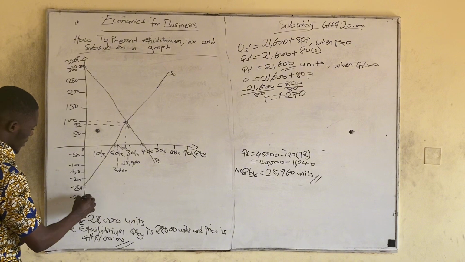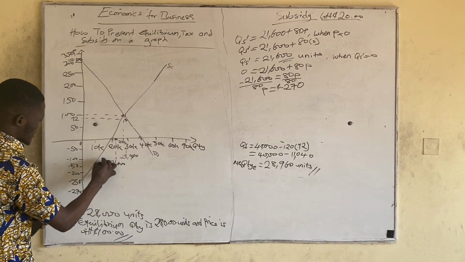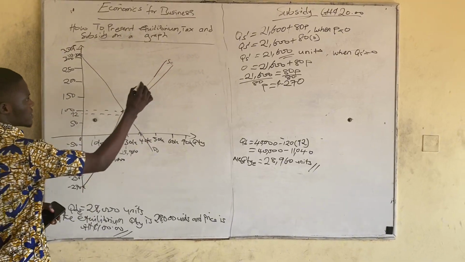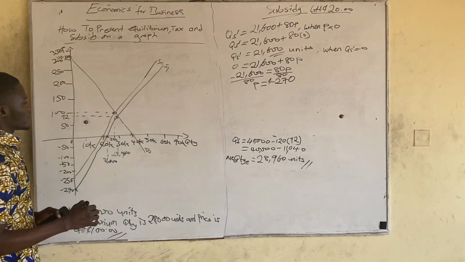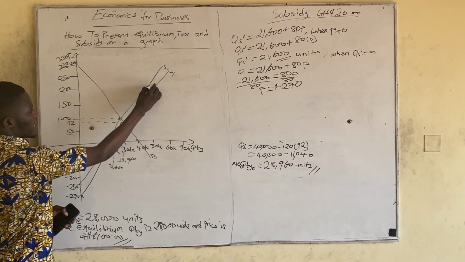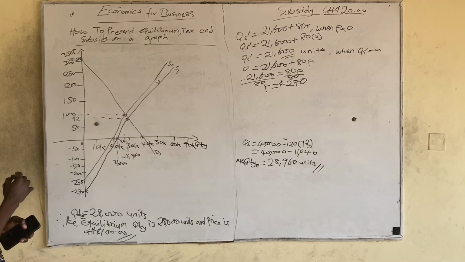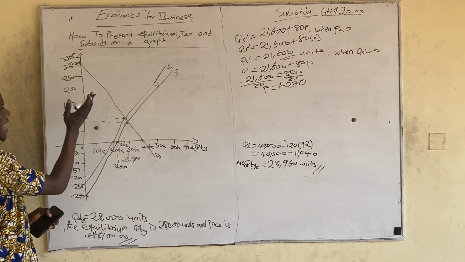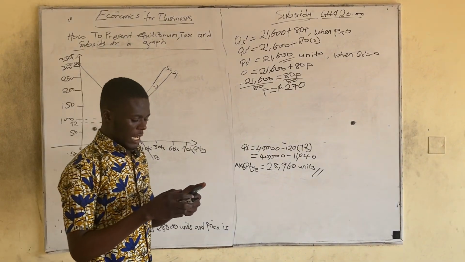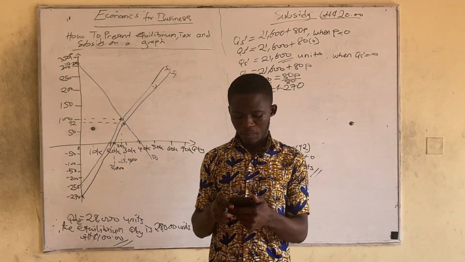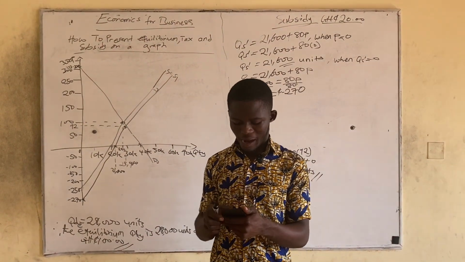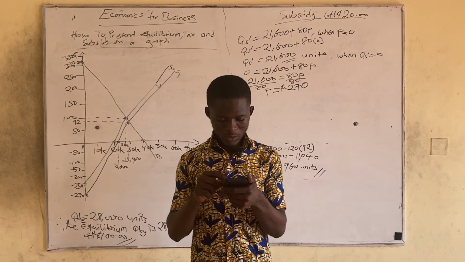Now let me draw my new supply curve function, which will be this. Okay, so this is S1. So here it means that there is an increase in supply, because the supply curve has shifted rightwards. Okay, so we are done plotting the new supply curve after the grant of the subsidy on the graph. Let's see the next question.